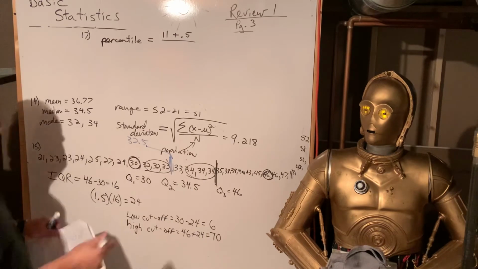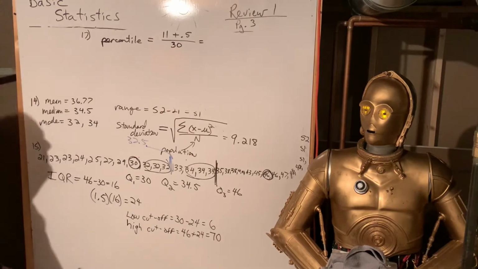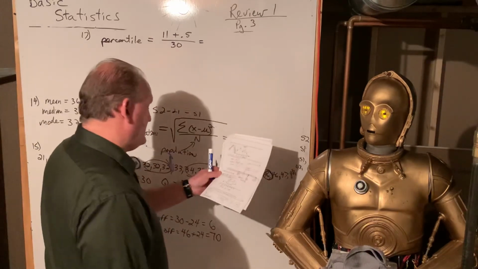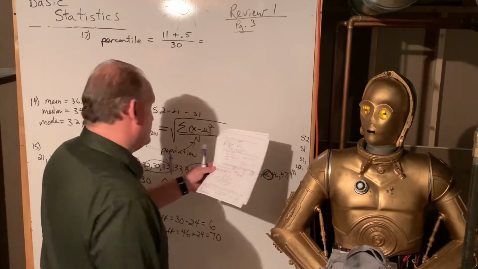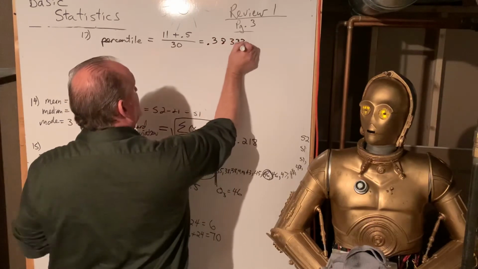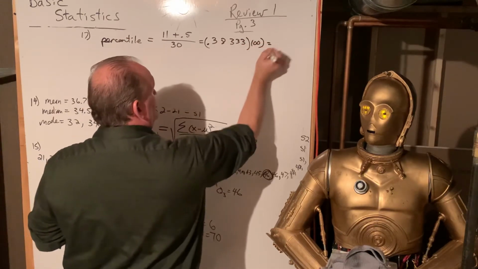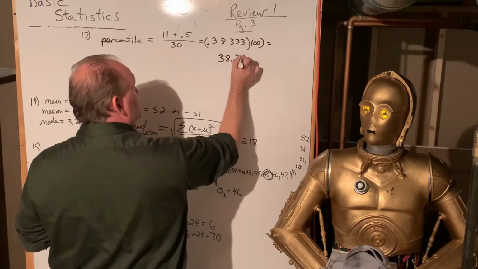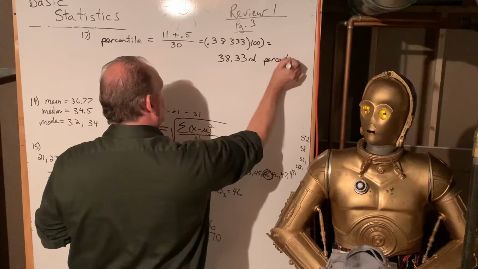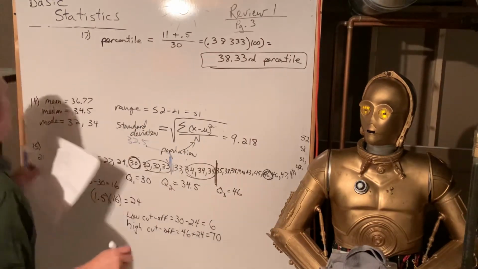So we're going to use 30. And so if that were a thing, it would happen at the 38.33rd percentile. This is 0.383333, and then you multiply that by 100. And it becomes 38.33rd percentile. All right. And then 18.